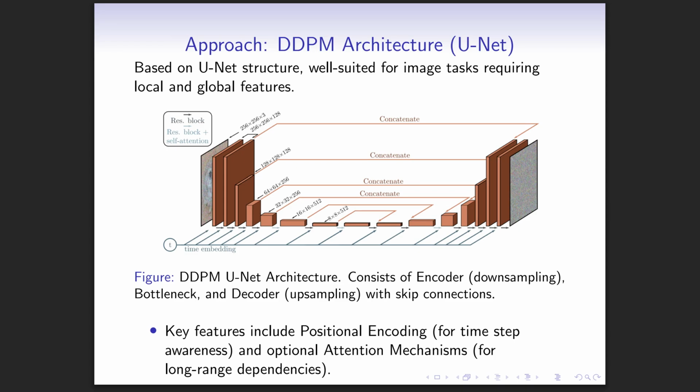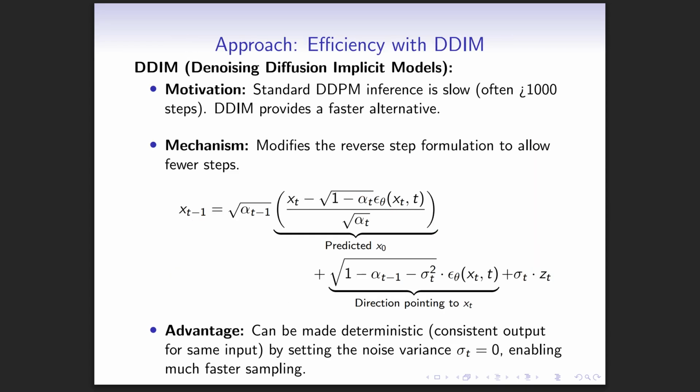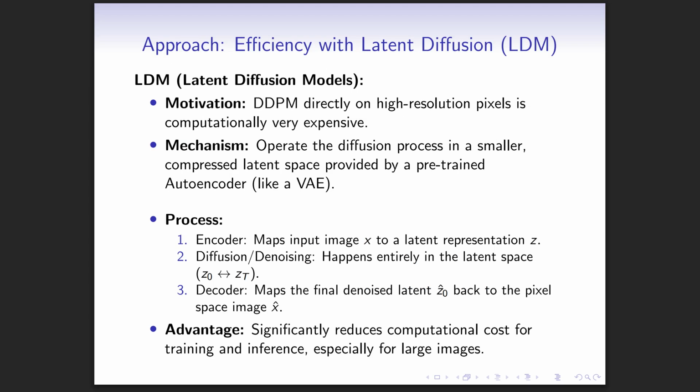But DDPM sampling is very slow, so we implement DDIM, a modified scheduler allowing much faster image generation with fewer steps. But working with 128 times 128 pixel images is computationally expensive, and in this case, latent diffusion can solve this. We encode images to a small latent space with a VAE first and run the faster DDIM process there, and then decode back to an image. This will be much more efficient.